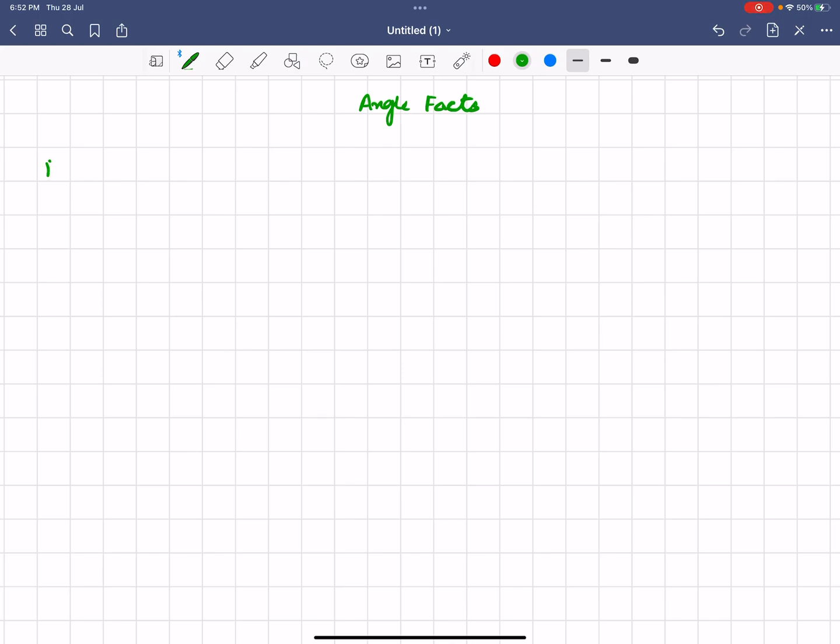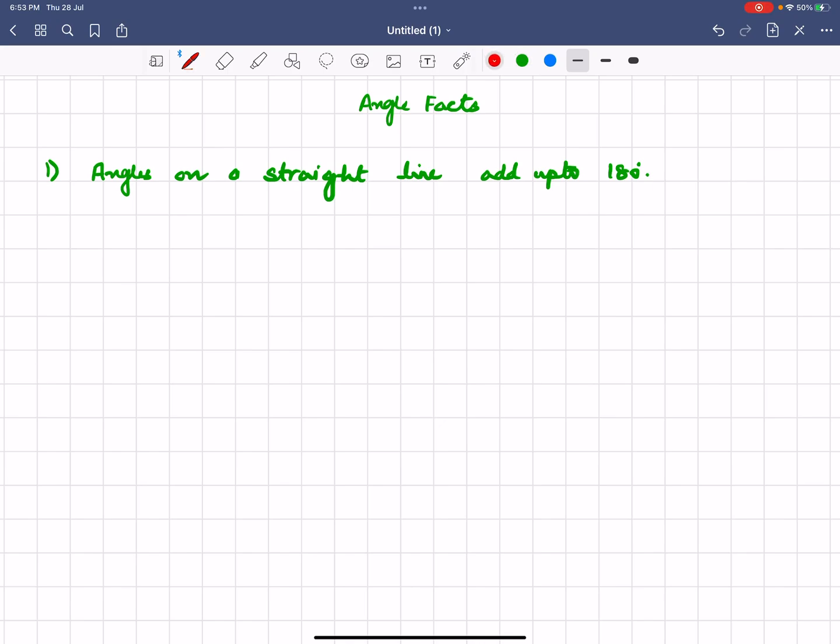The first angle fact is angles on a straight line add up to 180 degrees. So angles on a straight line add up to 180 degrees. So let's look at an example.